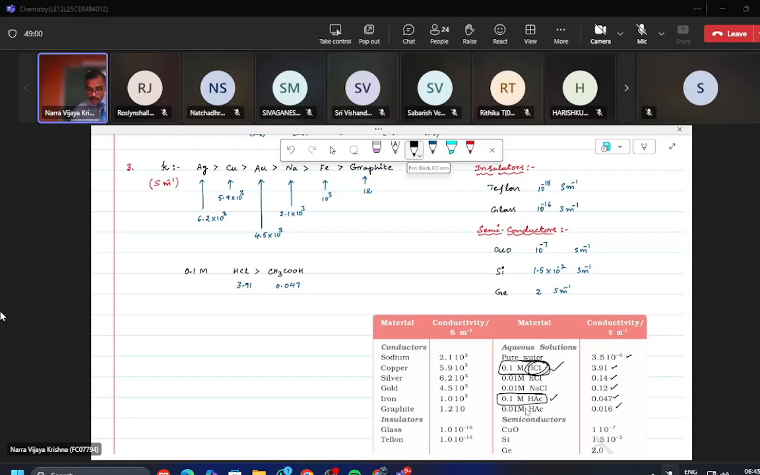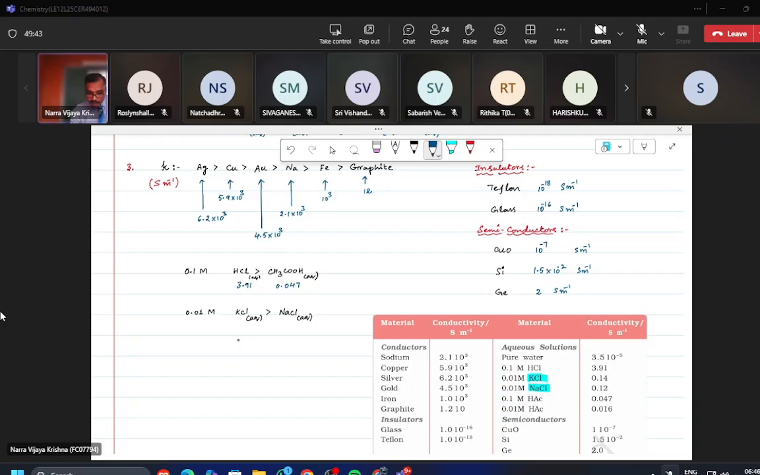Then 0.01 molar. If you take 0.01 molar, which is higher, KCl or NaCl? Already we know this. No need of checking this value. Cl minus is common in both. Among Na plus and K plus, which will show more conductance? K plus. That's why KCl aqueous will have higher value than NaCl aqueous.